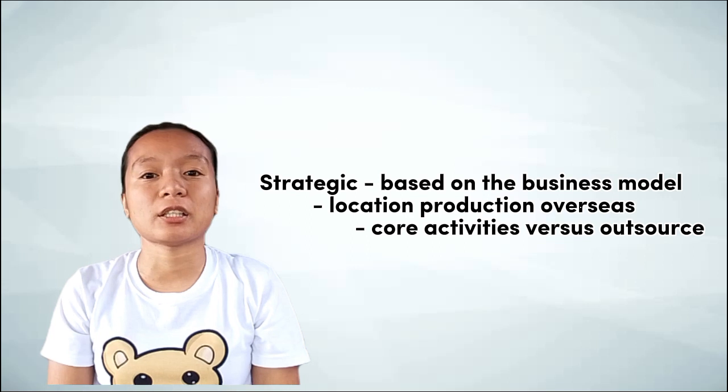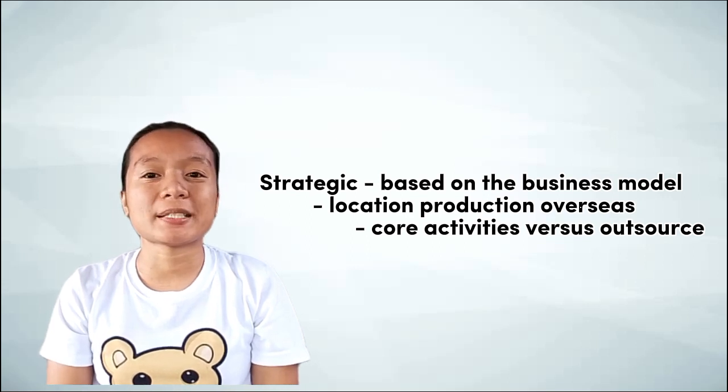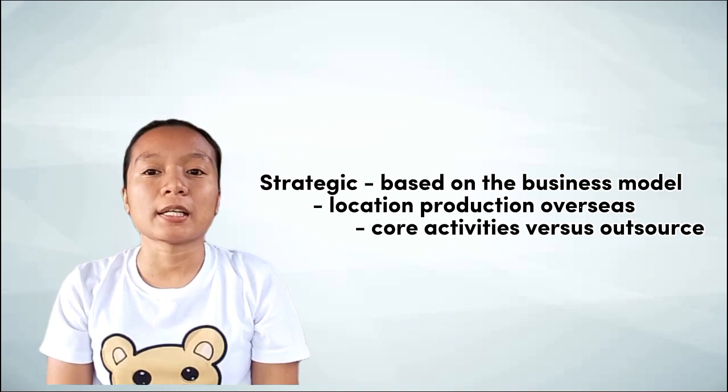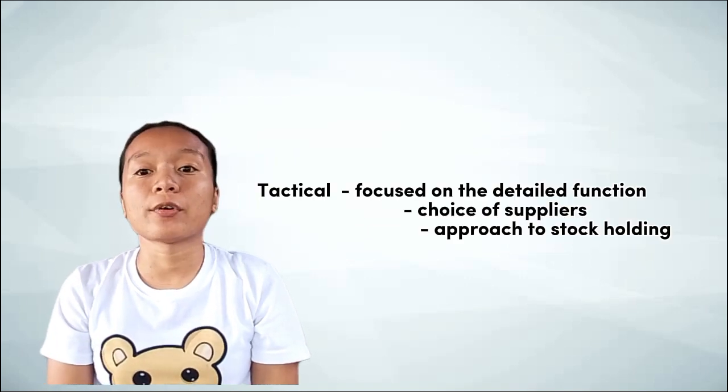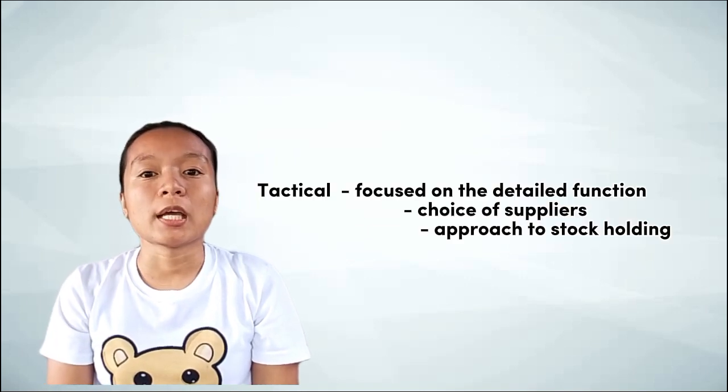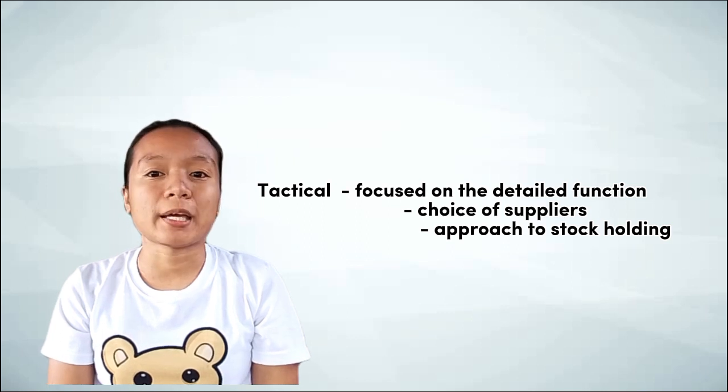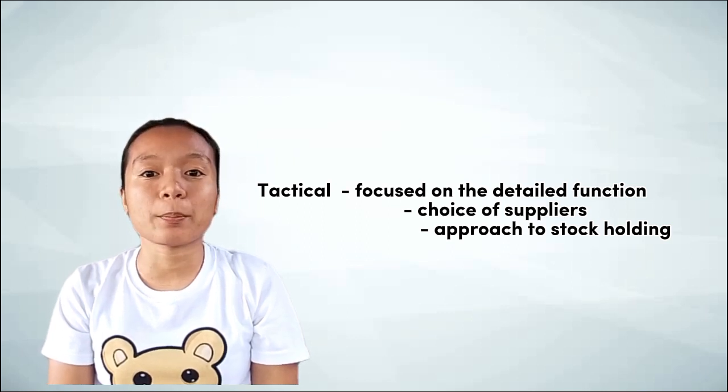So let us now study the two approaches to cost minimization. First, it is strategic. It is based on the business model: location of production overseas, and core activities versus outsourced. Next is tactical. It is focused on the detailed functions: the choice of suppliers and its approach to stockholding.